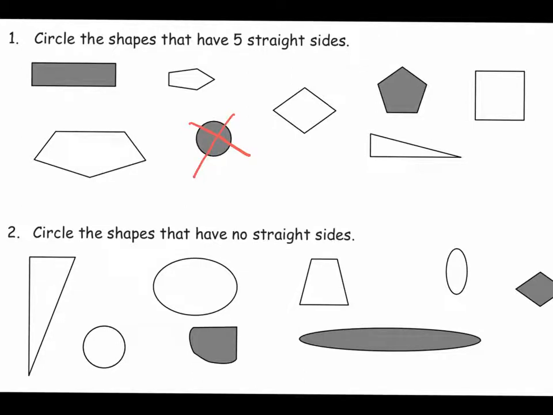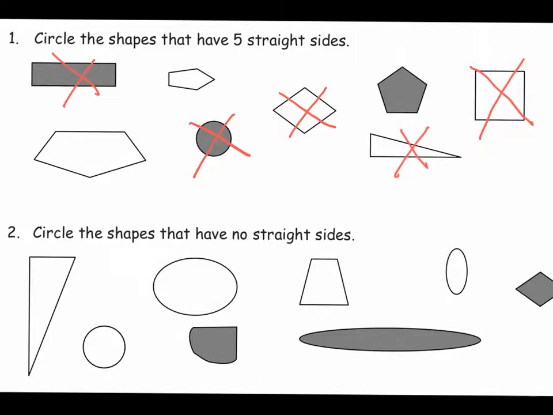And we also see that there is a square. A square has 4 sides. And there's a rhombus that only has 4 sides. And a rectangle only has 1, 2, 3, 4 sides. And we have a triangle. It only has 3 sides.